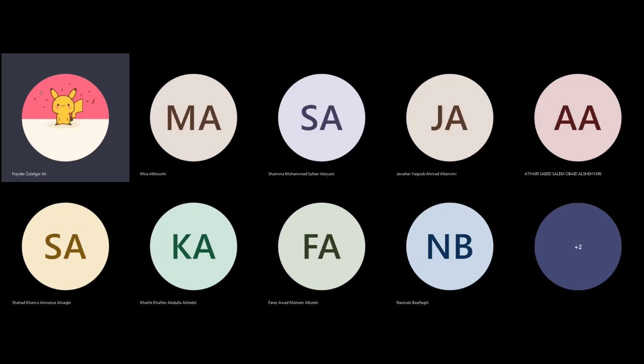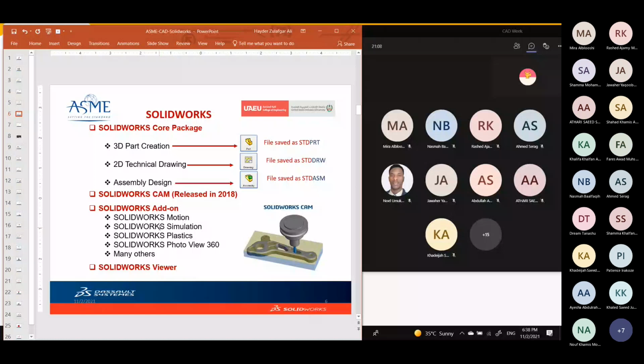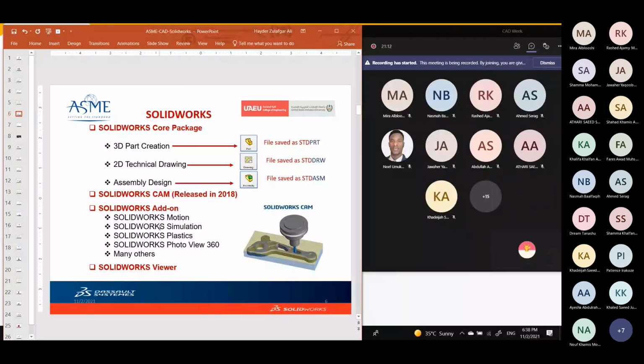Package, but mostly you have to purchase them. SolidWorks Viewer is a free viewer which is available. It can open part files, drawing files, and assembly files. You can just review the file. You cannot edit it. It is available free of cost on their website.